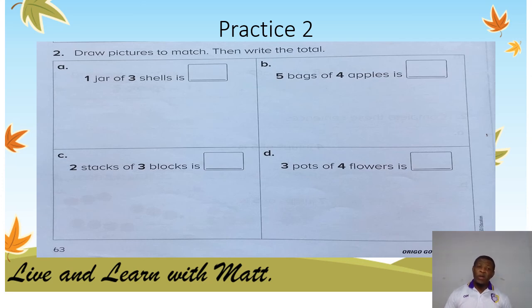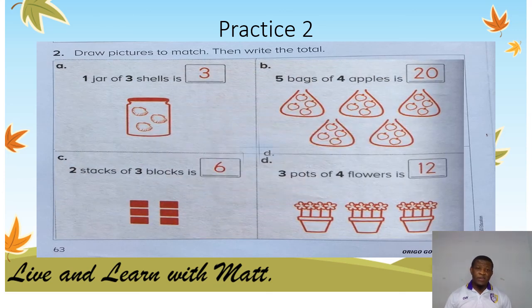Part 2A, 1 jar of 3 shells is, how do we draw it? It looks like this. 1 jar of 3 shells is 3. And part B, 5 jars of 4 apples. We draw 5 jars and 4 apples in each jar, in each bag. And it's equal to 20. Now part C, 2 stacks of 3 blocks is 6. Part D, 3 pots of 4 flowers. As you can see, 3 pots of 4 flowers is equal to 12. Okay, good job everybody.